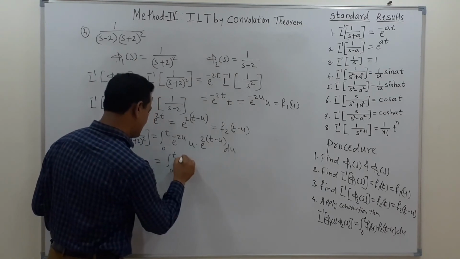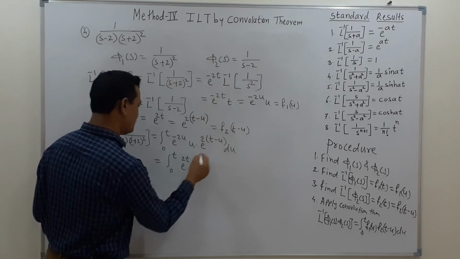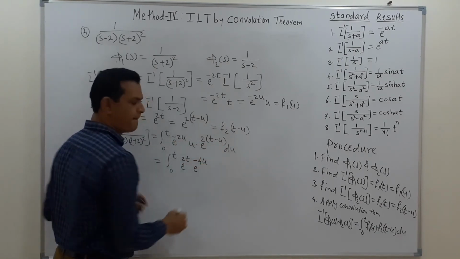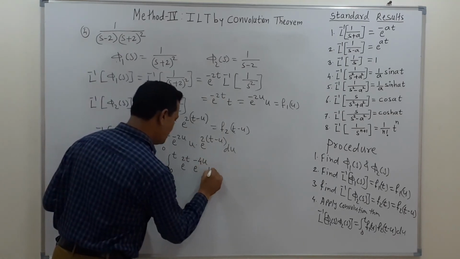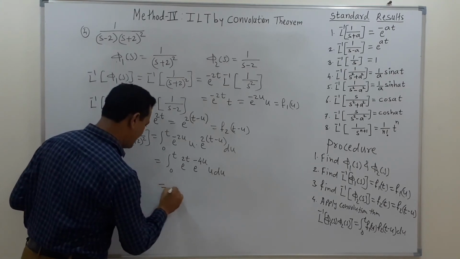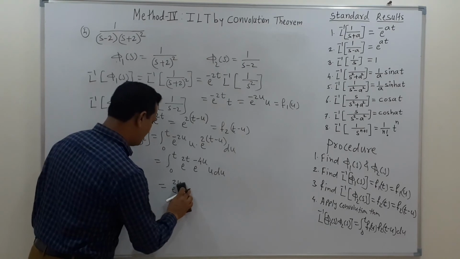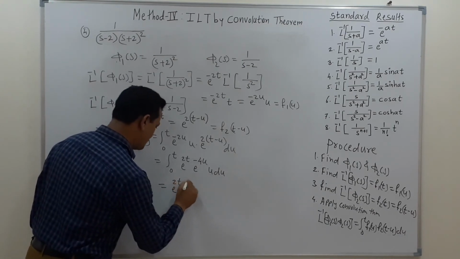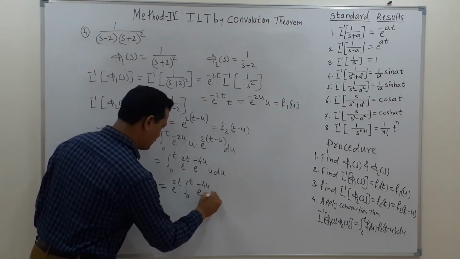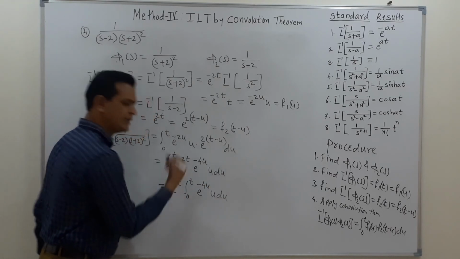So now we can write this as e raised to 2t, then again this is e raised to u term together, e raised to minus 2u, and this is minus 2u, that means e raised to minus 4u, this u as it is into du. So moreover, we can write this as e raised to 2t, integration 0 to t, then e raised to minus 4u u du. So now our aim is to find out the integration of this term.